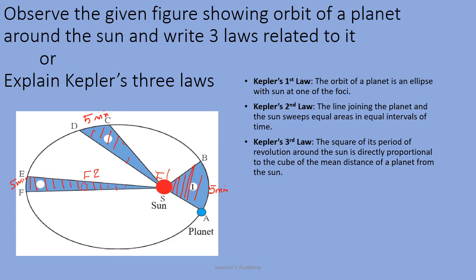So we'll write it like this. Therefore T square, where T is the period of revolution around the sun, and r is the mean distance of a planet from the sun. So T square is directly proportional to the cube of the mean distance. If we have to remove this sign of proportionality, we'll get a constant like this, that is T square upon r cube will be a constant.